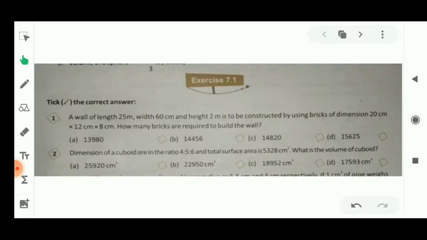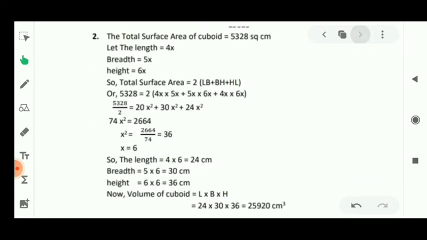Let's see the question number 2. The question number 2 is: dimensions of a cuboid are in the ratio 4:5:6 and the total surface area is given, that is 5328 centimeter square. Now from this given value you have to find out the volume of the cuboid. Let's see the solution of this question.